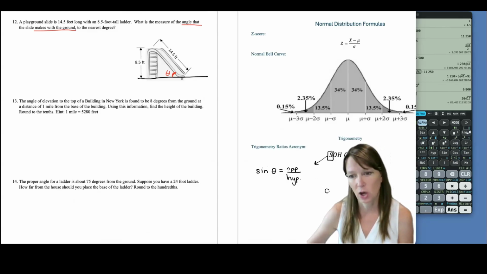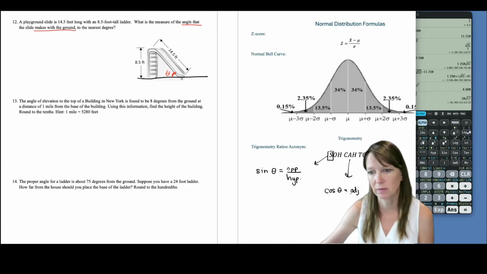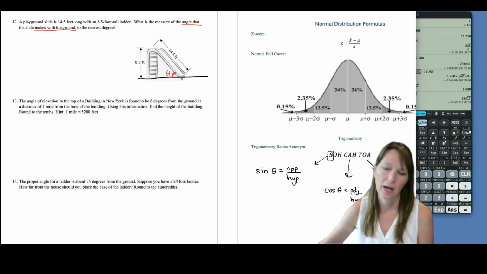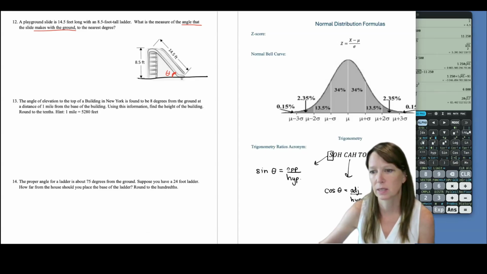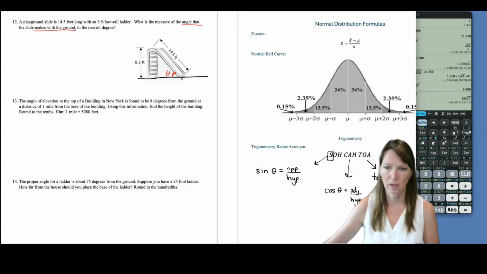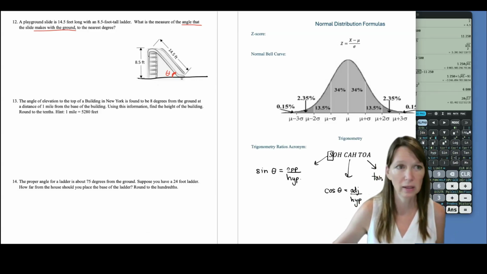CAH is cosine of my angle. Remember to have the angle there. Don't forget that part. It is adjacent, so the length of the adjacent side to the angle, divided by the hypotenuse. And the TOA is the tangent of your angle is equal to the opposite divided by the adjacent side. Okay, those are super important. You might want to write those down as soon as you get the test as well.